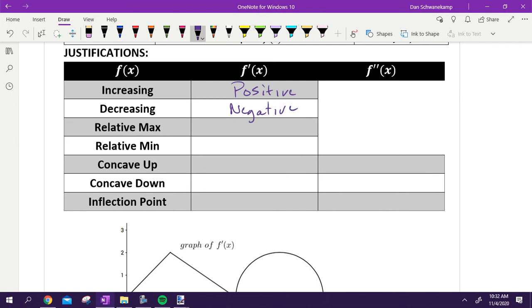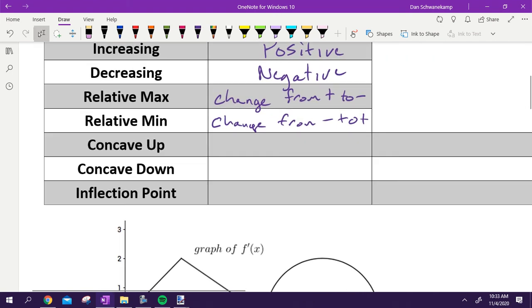If I want to have a relative maximum, Renee, what's going to be true about f prime when I have a relative maximum? It's got to change from positive to negative. So Jacob, when am I going to have a relative minimum? You change from negative to positive. Just think about maxes and mins. Oh, that's a minimum? Negative slope to positive slope. That's why I have a minimum. Just think about what a minimum or a maximum looks like. It'll help you out. Concavity.